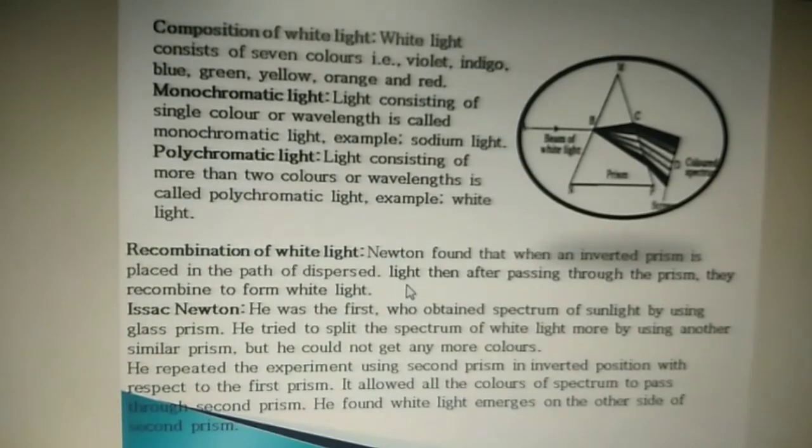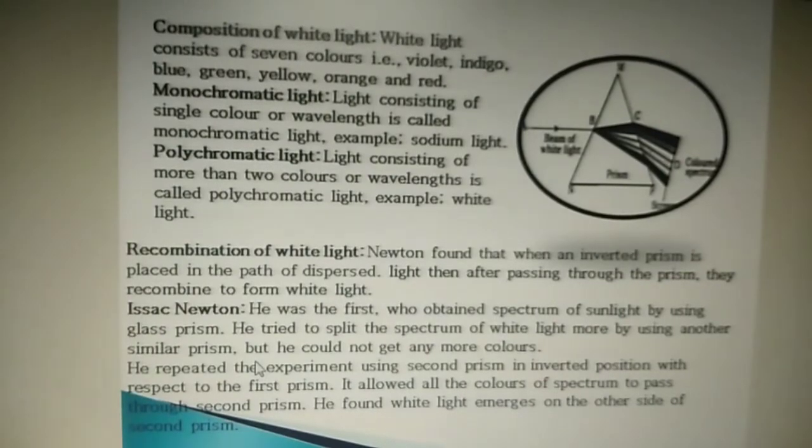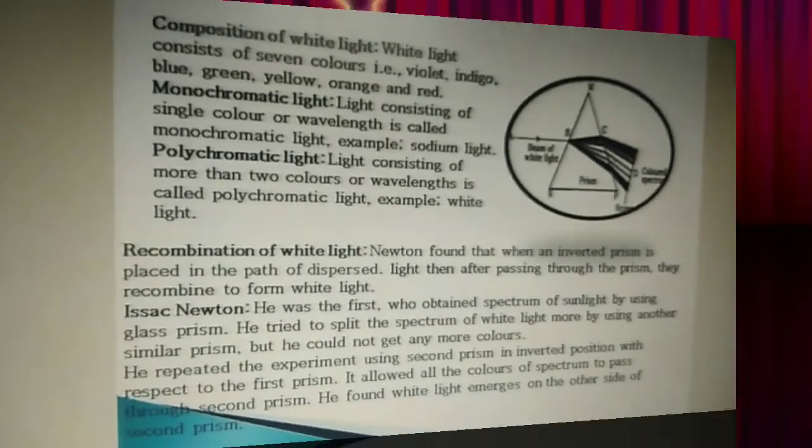He was the first who obtained the spectrum of sunlight by using a glass prism and tried to split the spectrum of white light using another similar prism, but he could not get any further color. So he repeated the experiment using a second prism in inverted position with respect to the first prism, and he allowed all the colors of the spectrum to pass through the second prism and found that again white light emerged out of the second prism, and by this he proved that white light is a combination of 7 colors.